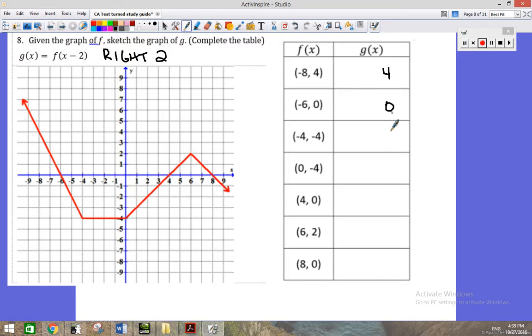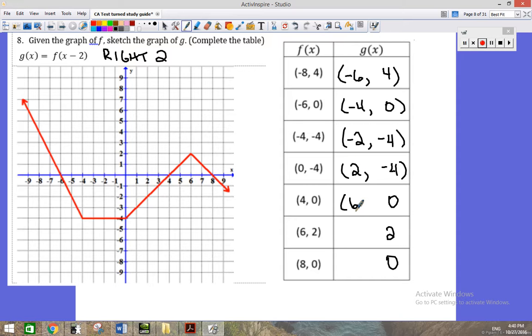That 4, that 0, that negative 4, negative 4, 0, 2, 0. But all of these x-coordinates, instead of subtracting 2 like it says, I'm going to add 2. Negative 8 plus 2, negative 6. I'm going to plot that point. Add 2, negative 4. I'm adding 2 to the x-coordinate. Then negative 2. 2. 6. 8. 10.